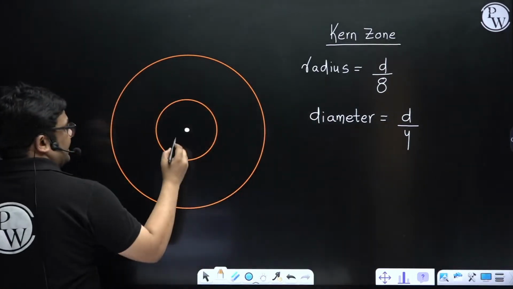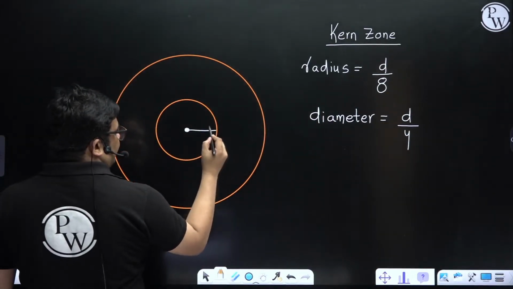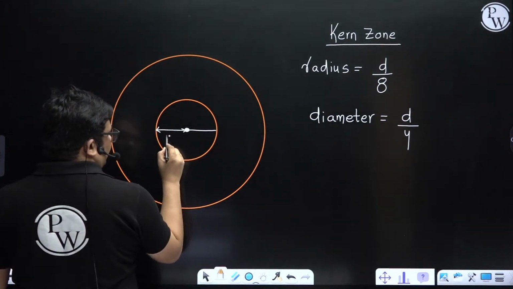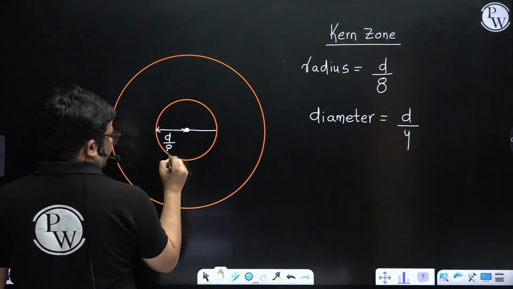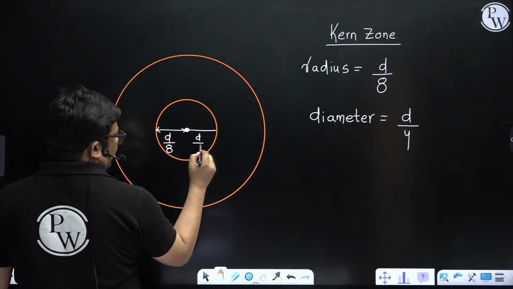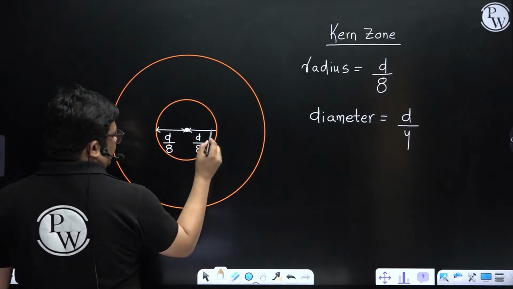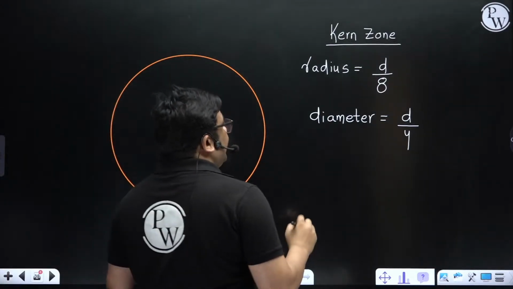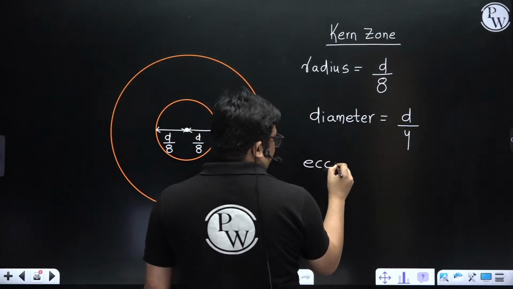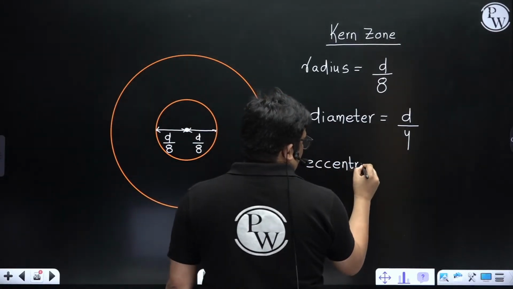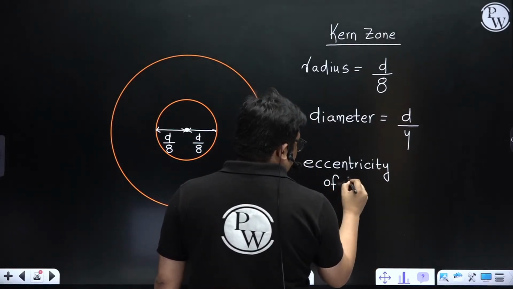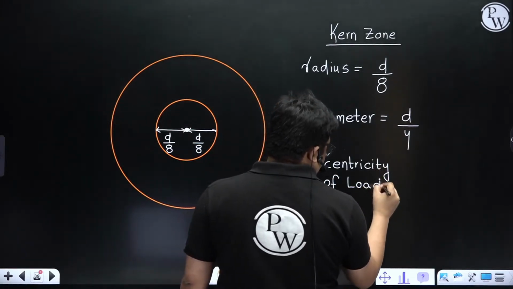You see, the eccentricity is d by 8. So this is d by 8, and this entire one will be how much? This will be d by 4. So d by 8 and then d by 8, the diameter is d by 4. And also, the eccentricity of load for the core zone is also d by 8 only, right?